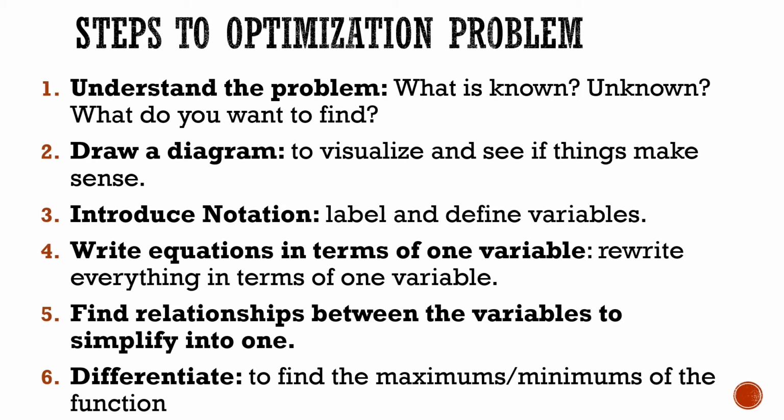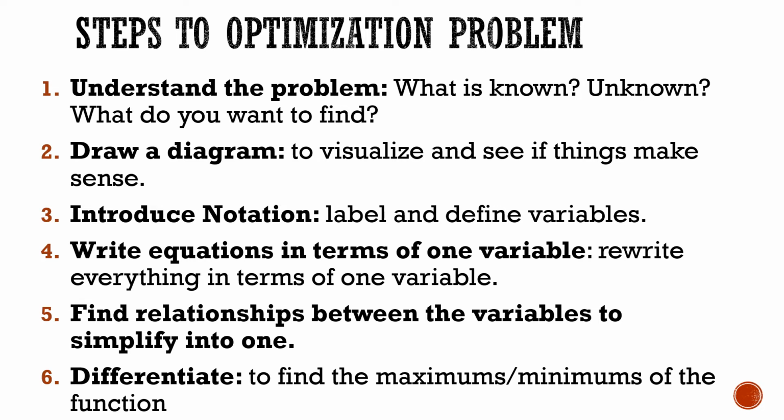Generally you're going to use a known equation. Nine times out of ten it's going to be some equation from geometry or something like that. You want to use those equations and write them in terms of one variable. So for instance, if you had a volume formula in terms of height and radius, you'd want to either get rid of the height or get rid of the radius by rewriting the equation.